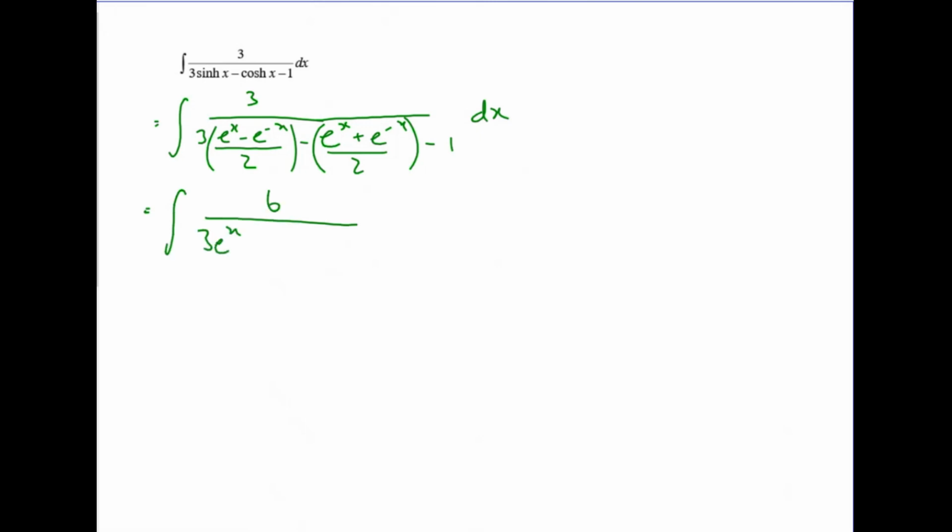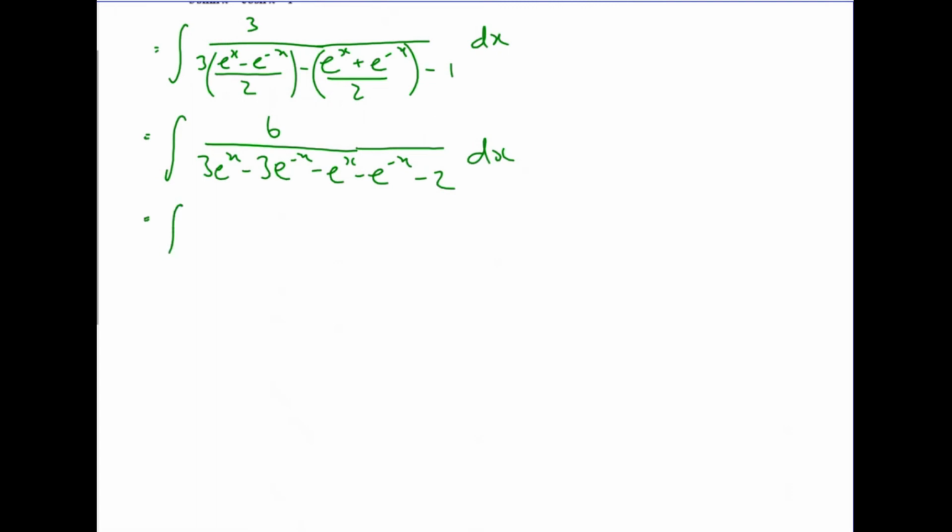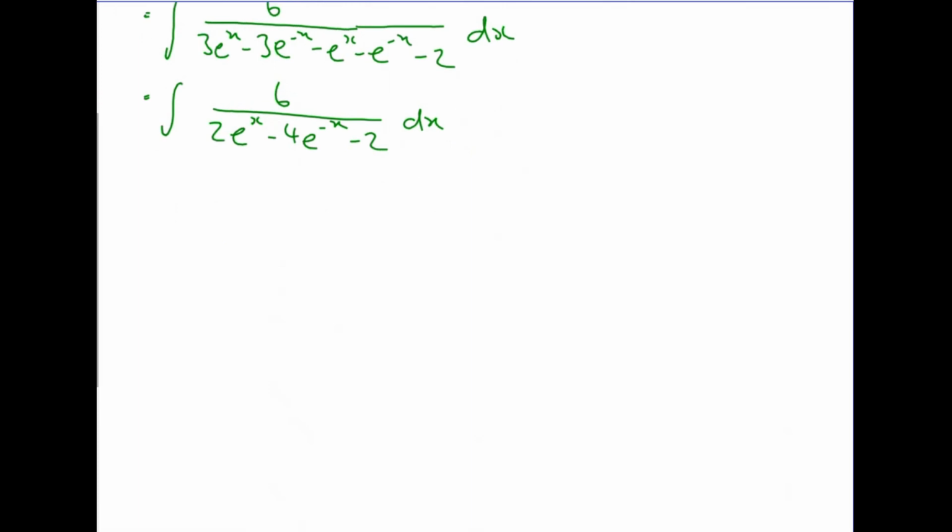So I've got 3 e to the x minus 3 e to the minus x, minus e to the x minus e to the minus x, minus 2, because I times everything through by 2. And collecting up my like terms, 3 e to the x minus e to the x gives me 2 e to the x. Got minus 3 e to the minus x minus another one of those gives me minus 4 e to the minus x. And that minus 2. And actually everything is a multiple of 2, so I can cancel 2 off everything.